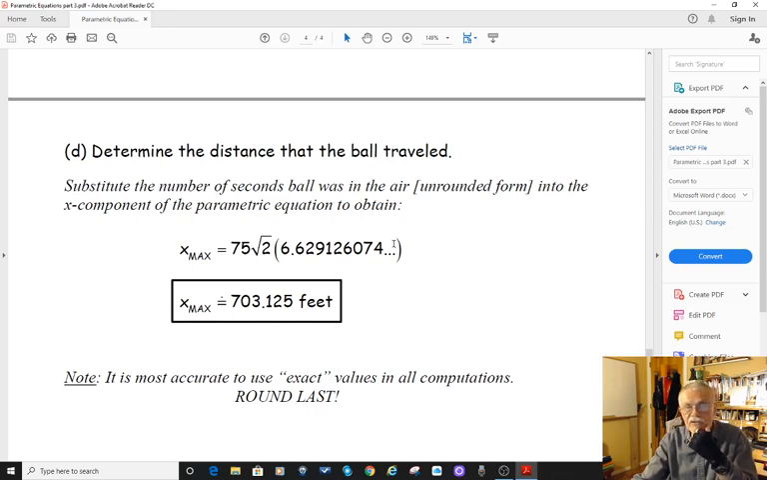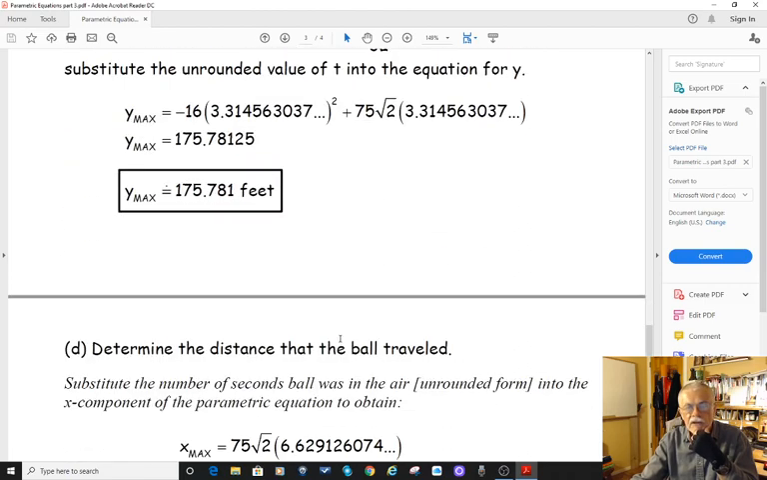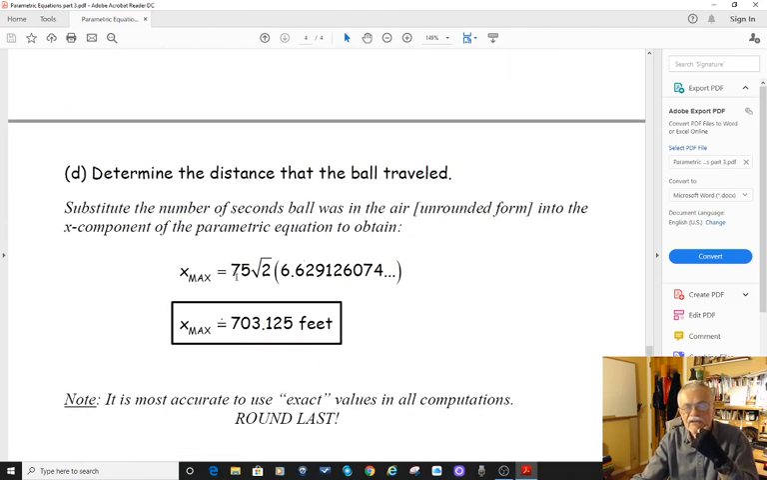So we're going to use the most accurate values we can. And notice if you use the 6.629, which is the rounded result from earlier, and put this in your calculator, multiply by 75 rad 2, how much ever we were off by, which is 0.000126074 dot dot dot, is going to be multiplied by this amount. It's going to have an effect. It's going to change possibly the thousandths place, maybe more. So if you want the most accurate result, you use exact values, and your rounding, if you do it at all, should always be last.